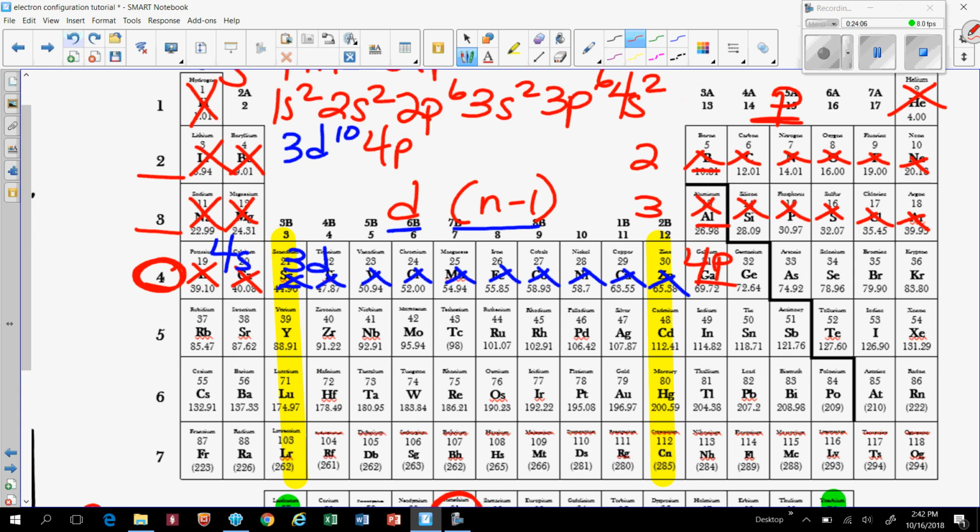So notice here we went from 4s to 3d to 4p. We've got to cross through all 6 of these elements. So 4p6.